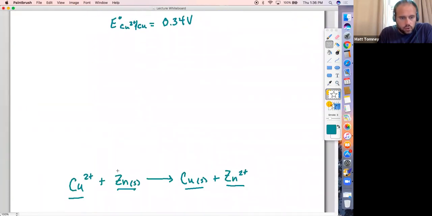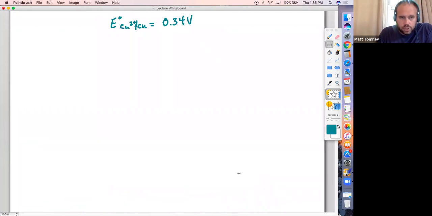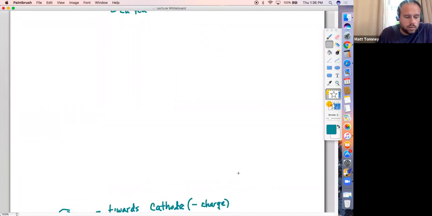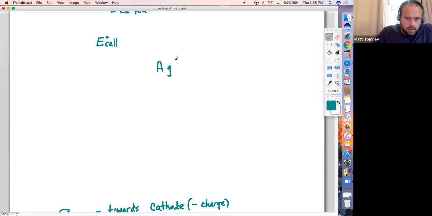I'm going to give you two metals at a standard concentration, and I want you to find out the E cell. Right? So the question here is going to be, what is the E cell, the standard E cell, if I give you the following two? Right? So what I'm going to give is silver+ going to solid silver.